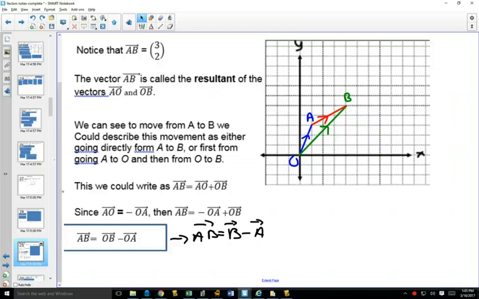And so with our vectors, A to O is the same as negative O to A. That was one of the properties that we learned. You could go in the same way, but the opposite direction is just putting a negative in there. And so our resultant vector from A to B is just, and I actually often really like, even though it's in all the formulas like this, B minus A, I really like to write it as negative A plus B.